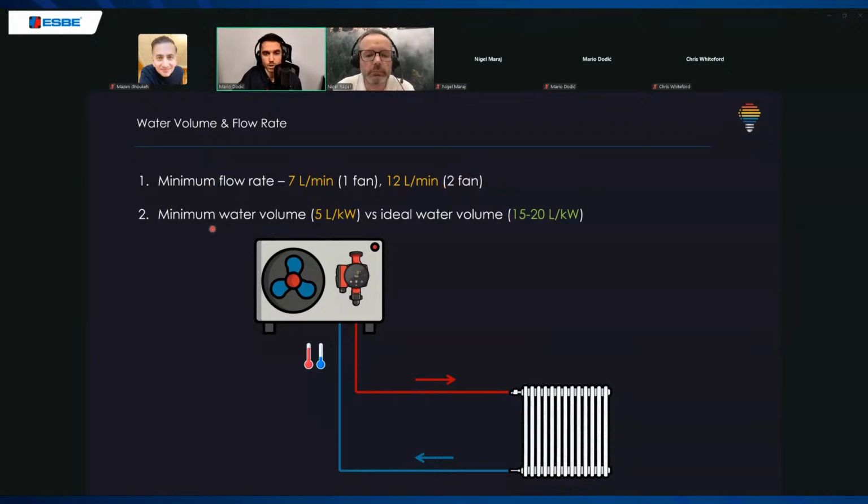And also what you will see that minimum water volume is 5 liters per kilowatt. So for example, if you have 10 kilowatt unit, you need 50 liters minimum, but this is minimum for defrost and for some other things. But what we want is 15 to 20 liters per kilowatt.